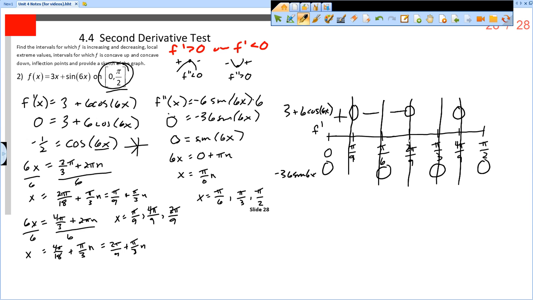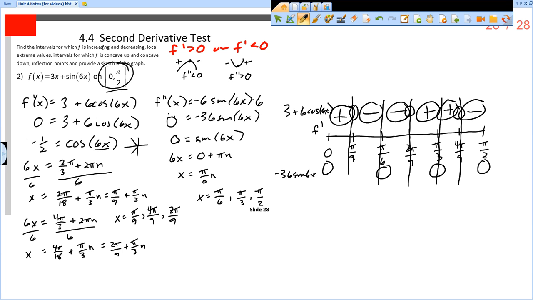In between 2 pi over 9 and 4 pi over 9, how about pi over 3? 6 times pi over 3 would be 2 pi. So cosine of 2 pi is positive 1. So 3 plus 6 times positive 1 is positive. And then to the right here, how about pi over 2? 6 times pi over 2 would be 3 pi. Cosine of 3 pi is negative 1. 3 plus 6 times negative 1 is negative, right? And so right now, we know the values of the first derivative.